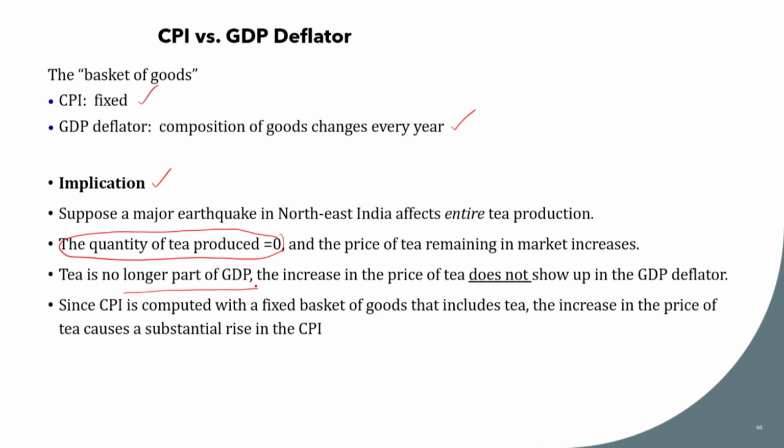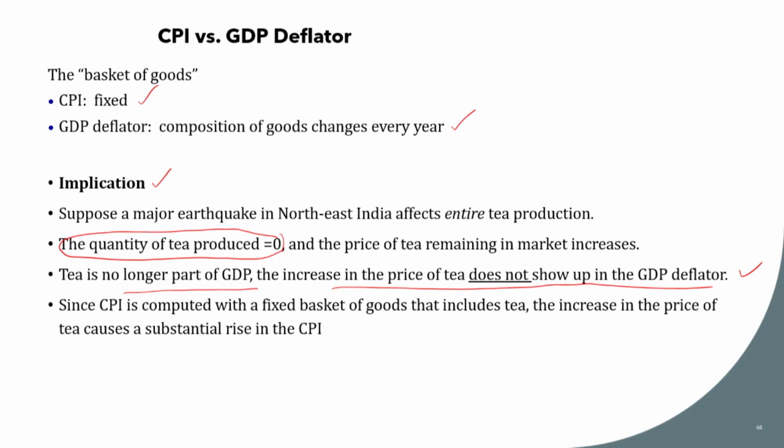So what is going to happen? In the GDP deflator, the increase in the price of tea doesn't show up. But if the quantity of tea production becomes zero, then we have to import it from the rest of the world.